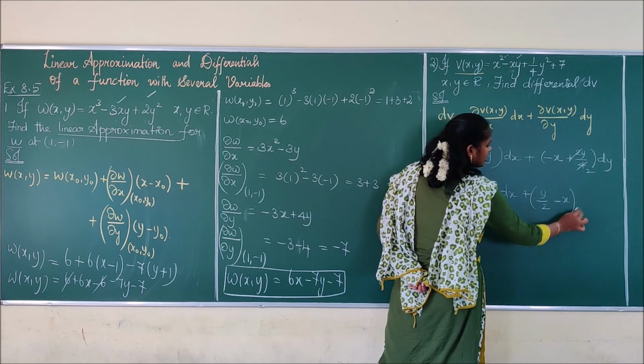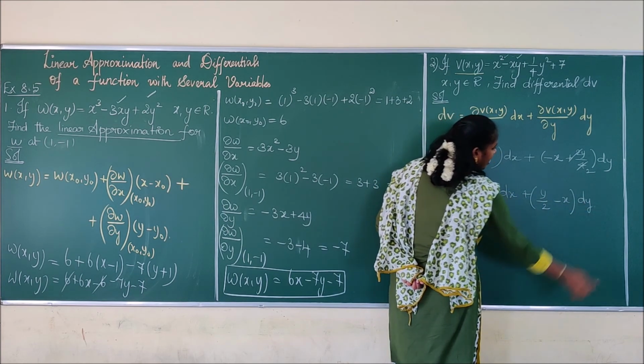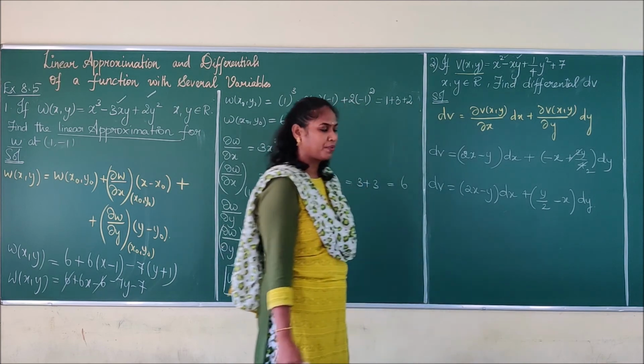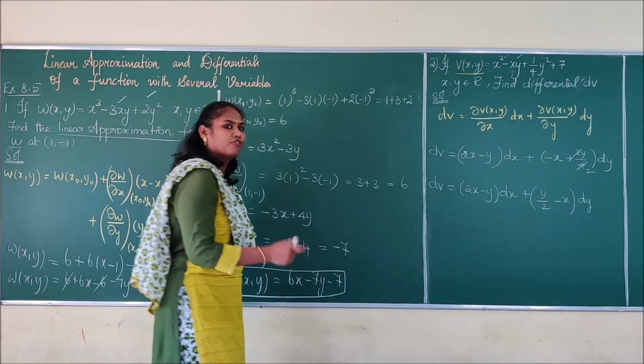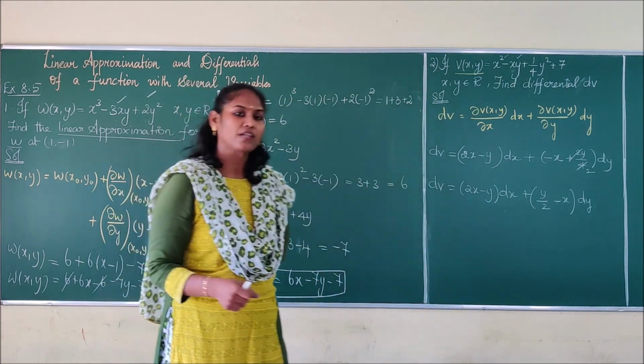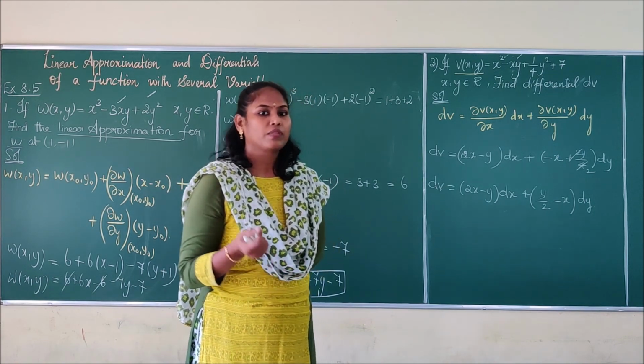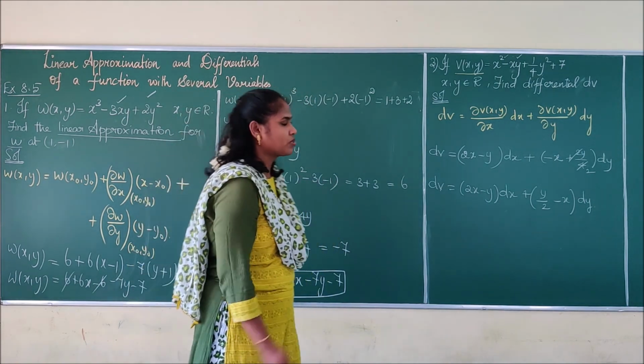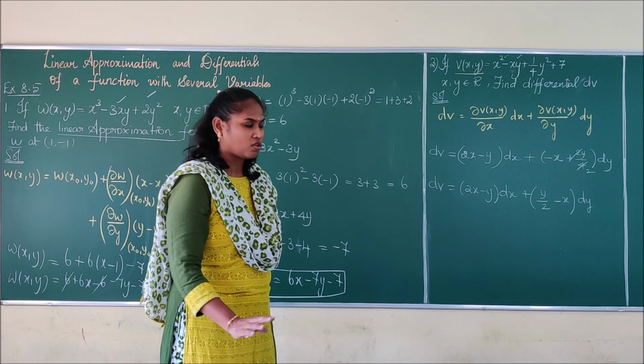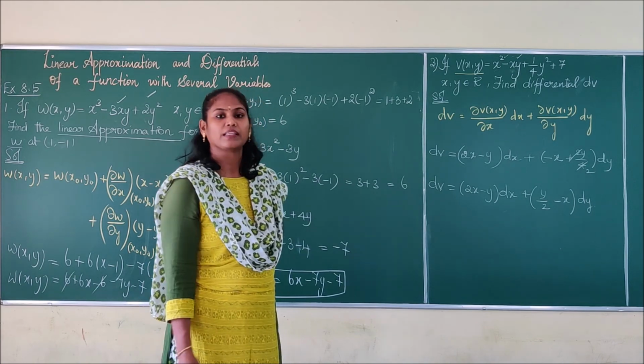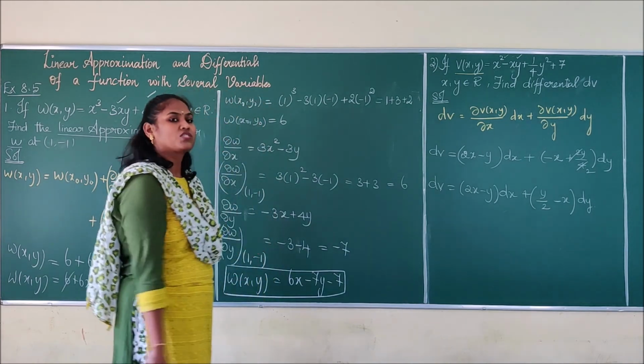dv is equal to 2x minus y into dx, plus y by 2 minus x into dy. And the differential is very simple, okay. It is enough to differentiate the given function partially with respect to x and with respect to y, and just substitute into the formula. That's all, okay. It is very simple to find the differential for the partial derivative.